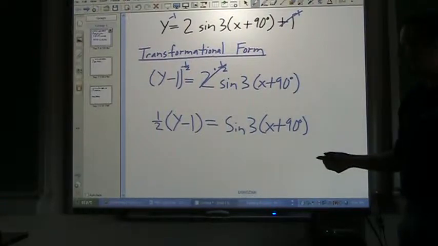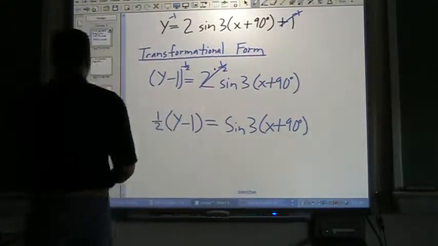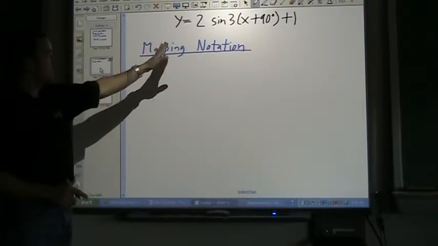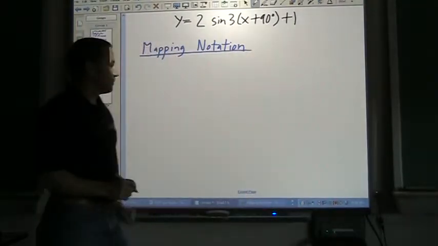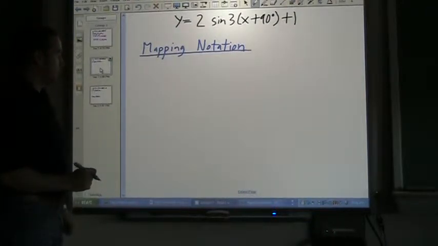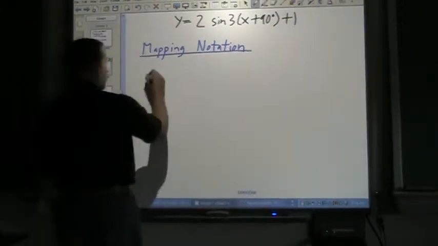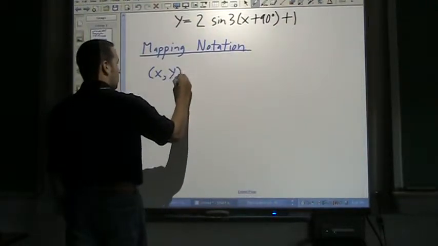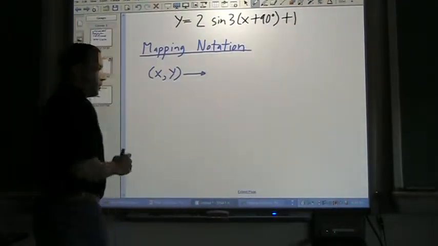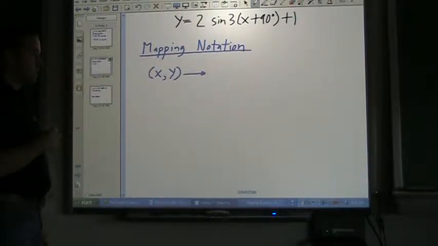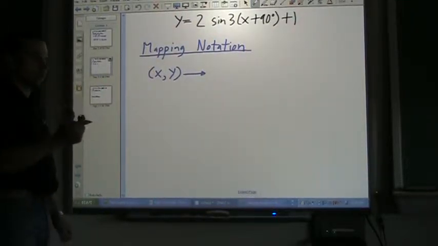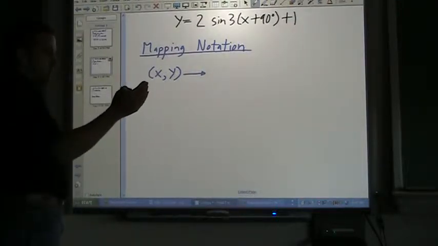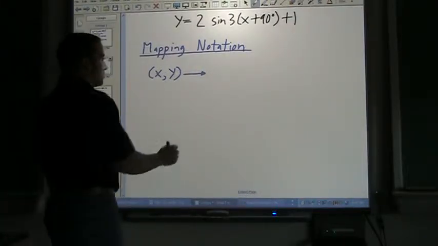I'll show you another example later. The next thing I want to show you is mapping notation, using the same equation. If you remember back in your grade 9, mapping notation starts with (x, y) with the arrow. You're basically telling the person that's doing the graph how the graph is affected in the x and how it's affected in the y.